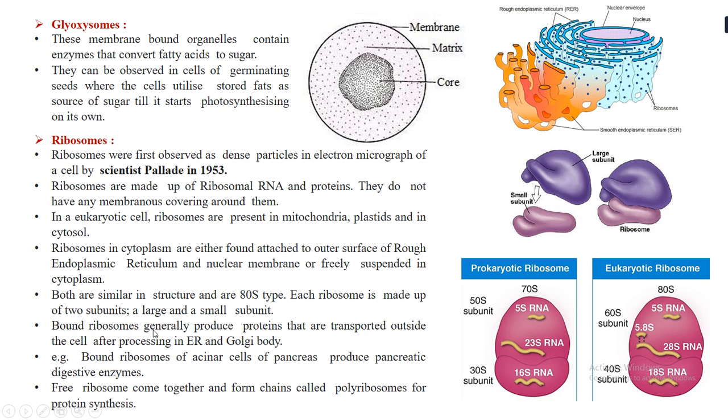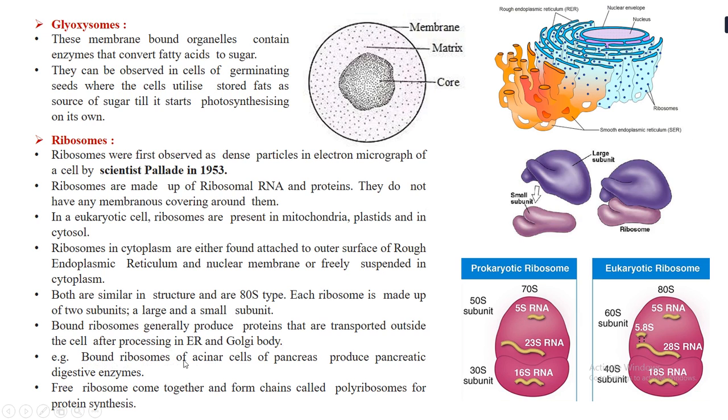The ribosomes are of two types. The bound ribosomes generally produce protein. What do we mean by the bound ribosomes? The ribosomes which are bound on the rough endoplasmic reticulum. They are the ones which are generally doing the function of protein synthesis and the proteins are transported outside the cell after the processing in the endoplasmic reticulum and the Golgi body.